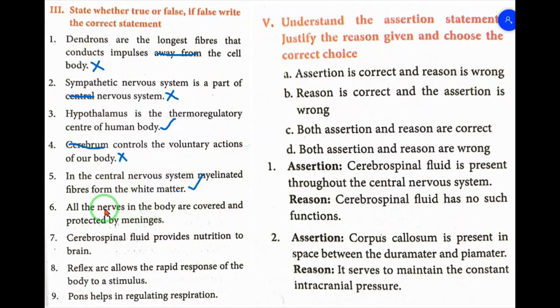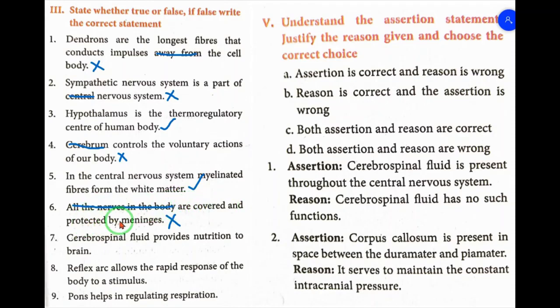Number 6. All the nerves in the body are covered and protected by meninges. This is also false. All the nerves in the body, strike out, and write the brain and spinal cord. So the brain and spinal cord are covered and protected by meninges.